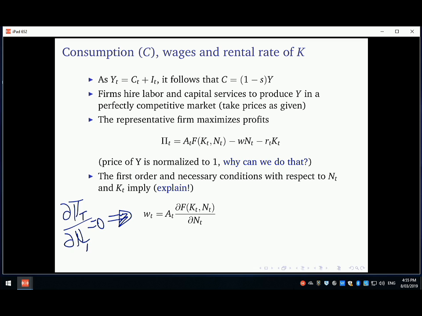Why? Suppose that the wage is smaller than the marginal product of an additional worker. What do you do there? You hire one more worker.